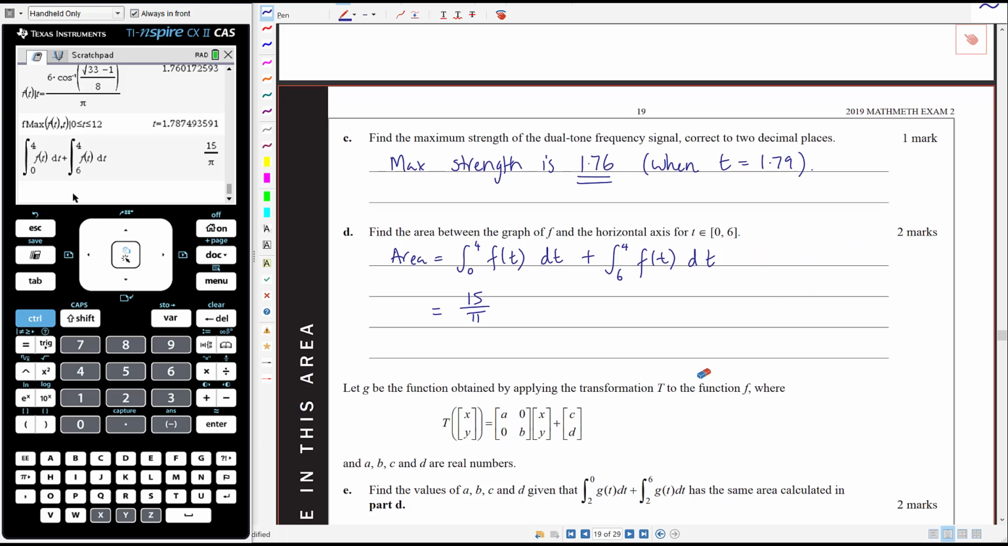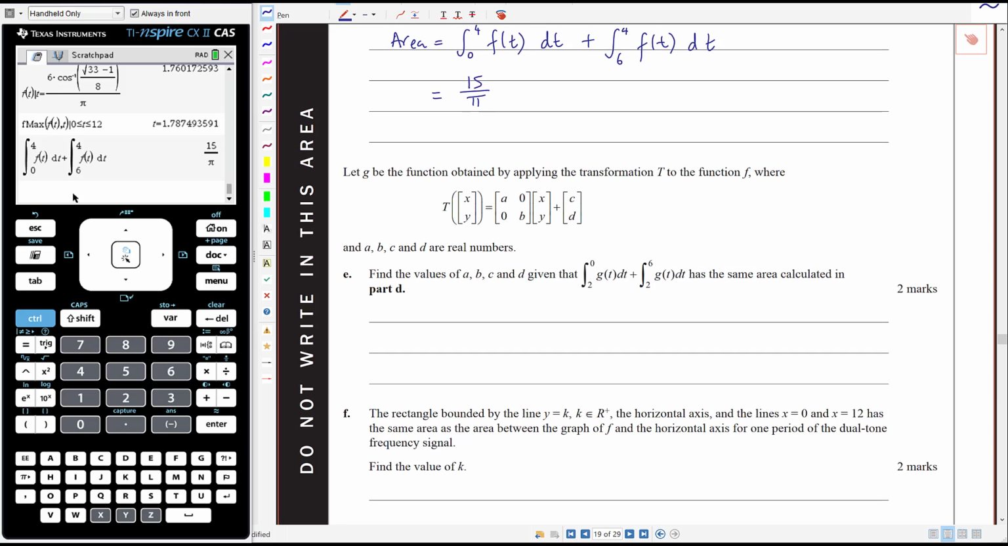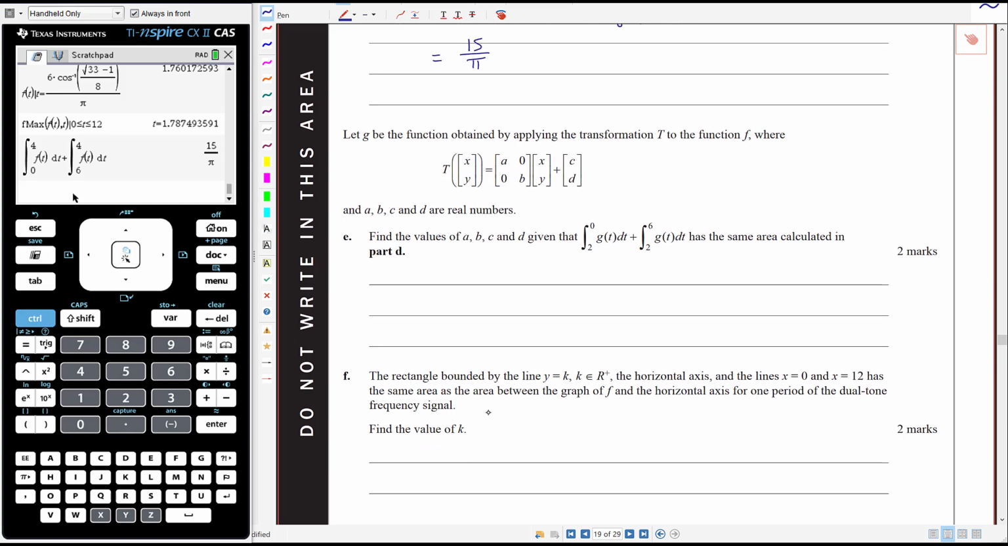Let g be the function obtained by applying the transformation to the function f, where a, b, c and d are real numbers. Find the values of a, b, c and d given that the integral from 2 to 0 of g of t plus the integral from 2 to 6 of g of t has the same area calculated in part D. Okay, so I want to think about that, that's a distance of 4, that's a span of 4, whereas this is only a span of 2.